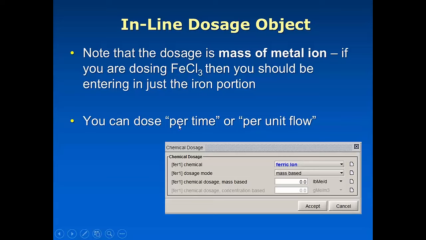So what that really means is when you're doing the mass base, it's per time. I'm just putting in the total mass of iron per time, and that's divided up and put in continuously, or you can do it per unit flow. So in other words, I'm going to dose a certain mass of iron per cubic meter of flow that goes by, and that allows you to maintain a constant concentration even if the flow goes up and down.